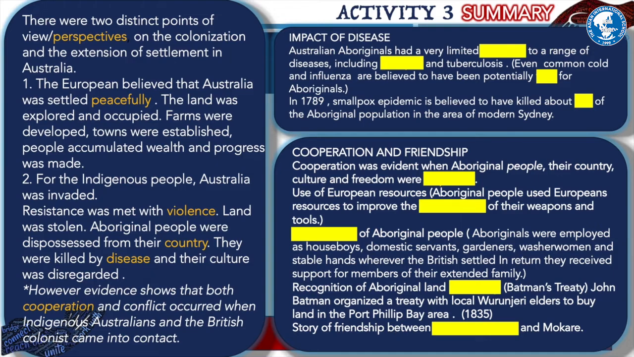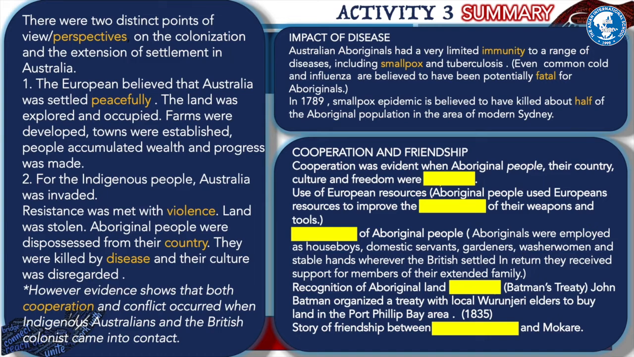Okay, next, impact of disease. So Australian Aboriginals had a very limited immunity to a range of diseases, including smallpox and tuberculosis. Even common colds and influenza are believed to have been potentially fatal for Aboriginals. In 1789, a smallpox epidemic is believed to have killed about half of the Aboriginal population in the area of modern Sydney.